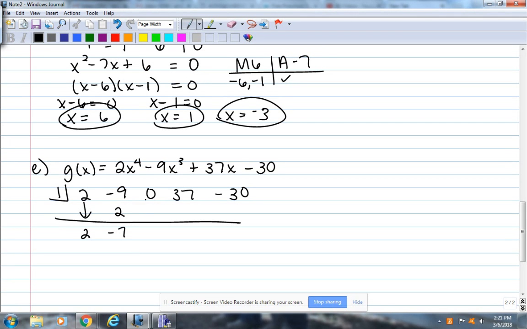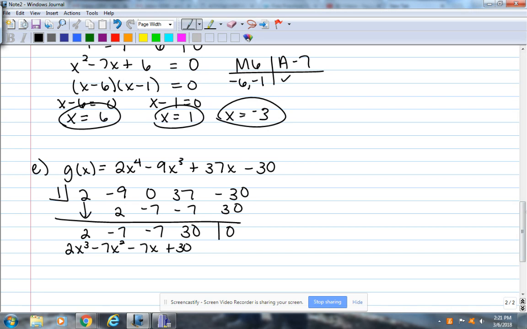1 times negative 7 is negative 7. Then I add and get negative 7 again. Right? 1 times negative 7 is negative 7. Negative 30. 1 times 30 is 30. And that gives me 0. Right? So this one, remember you drop a degree. So this one is 2x to the third minus 7x squared minus 7x plus 30.